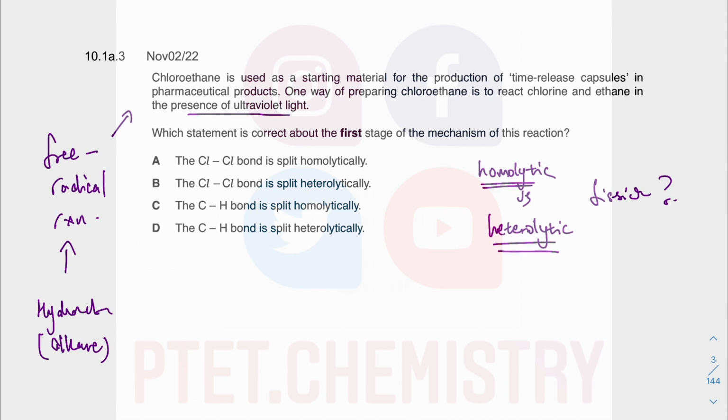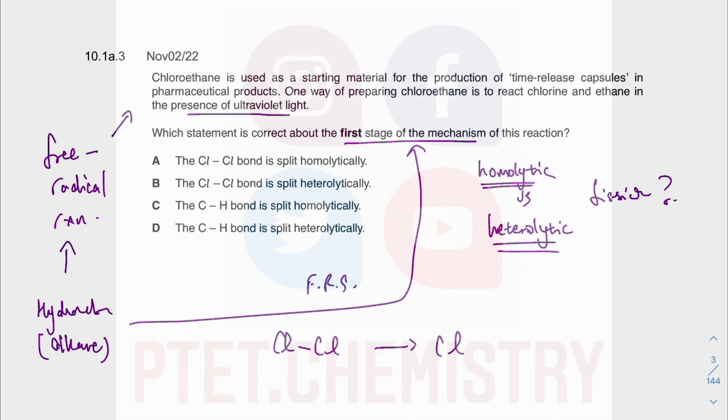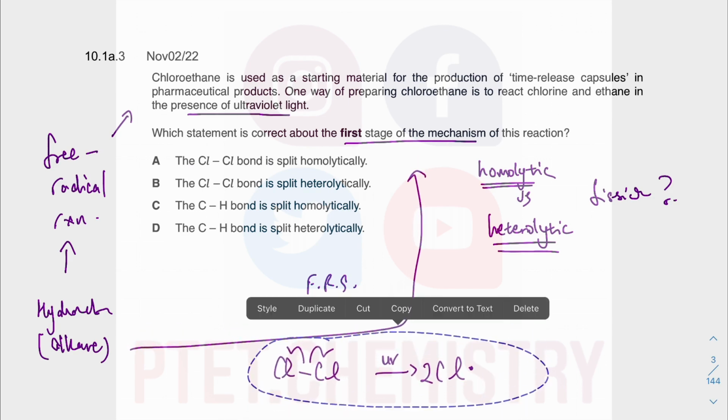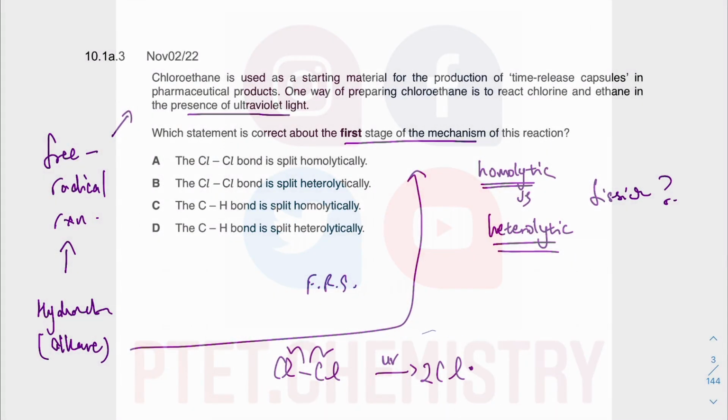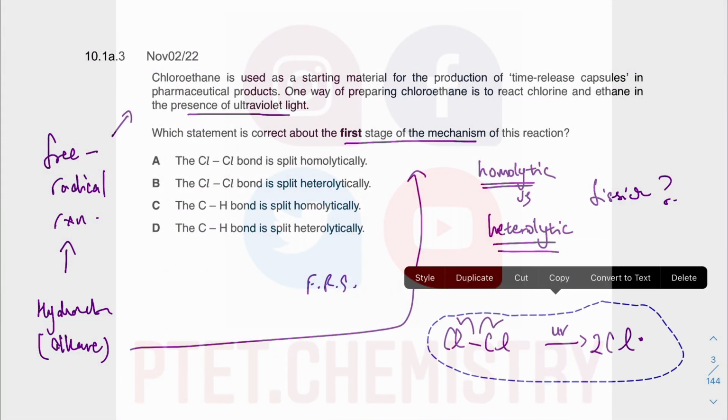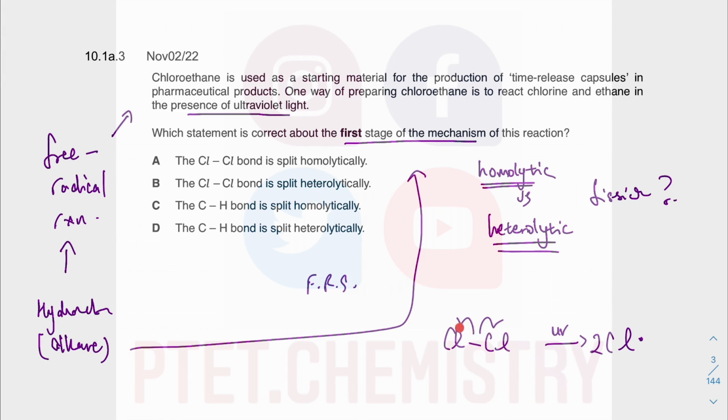All right. So the first stage of this mechanism, free radical substitution, involves Cl2 going to Cl radical, species with unpaired electrons. You need UV light, and this is how we show it, just with a half-headed arrow, in order to show the movement of 1 electron only to each of the chlorine. So it's equally split, so that each one of the bonding electrons go to each of the chlorine.